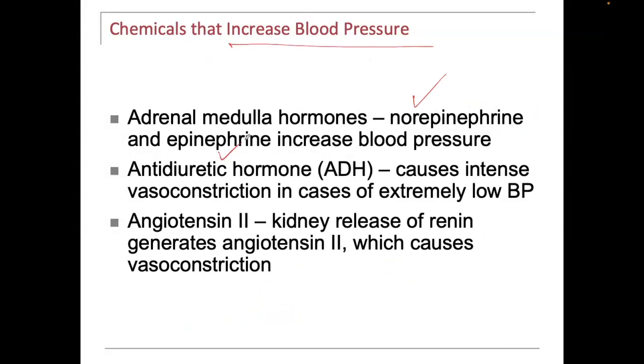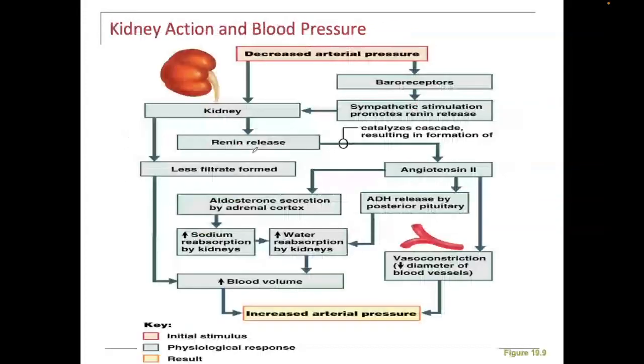Now, what are some of the things that can increase blood pressure hormonally? Well, norepinephrine and epinephrine can increase blood pressure. ADH, antidiuretic hormone, can increase blood pressure. Angiotensin 2 can increase blood pressure. Well, how does it do that? Let's take a look here.